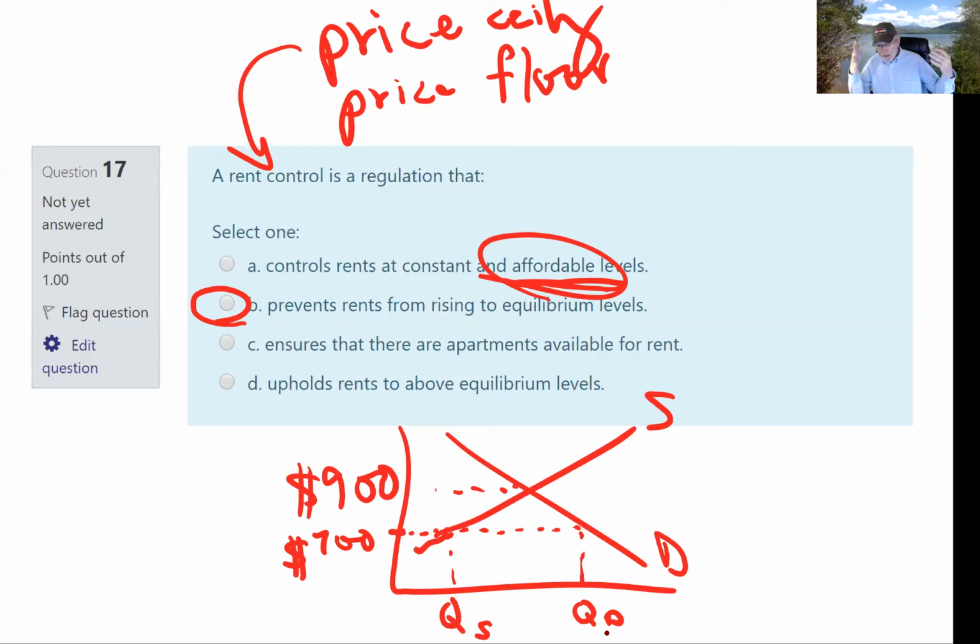We understand this. It makes you wonder, why does the government continue to impose rent control in lots of cities? And it's just because people don't understand basic economics. And D, upholds rents to above equilibrium levels. No, rent control is keeping the rent below the equilibrium.